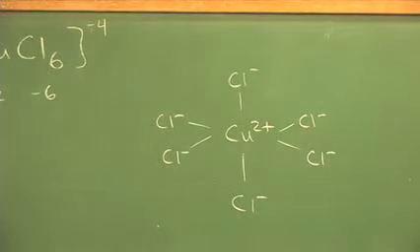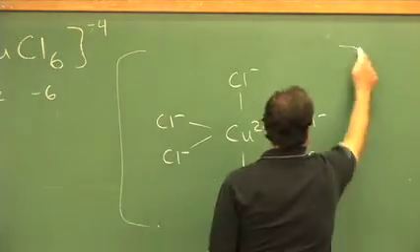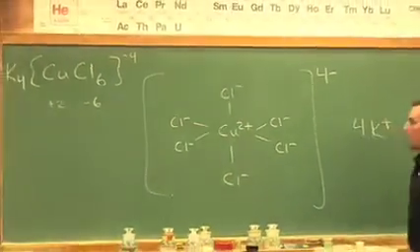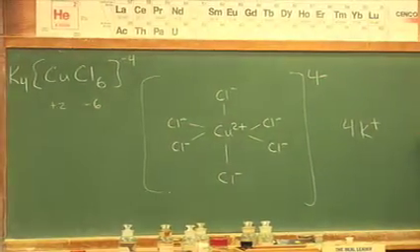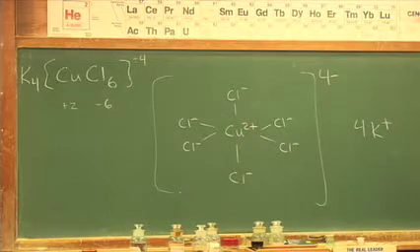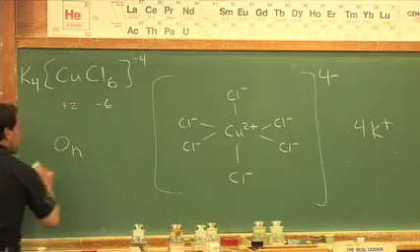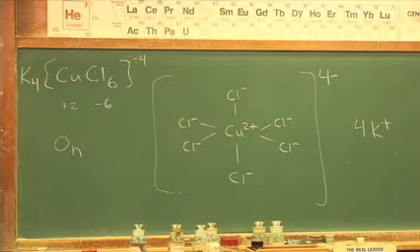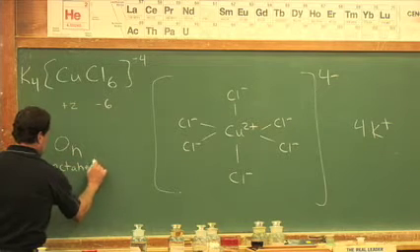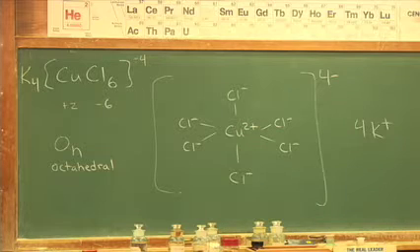Now this whole piece has a 4- charge. I can put big brackets around this, 4-, and indicate that there are 4 potassium plus ions floating around or in the crystal structure. And that's a beautiful picture. This is octahedral. We like to abbreviate octahedral as O and then subscripted lowercase h. Octahedral, meaning 8 faces. There are 8 faces to this structure.